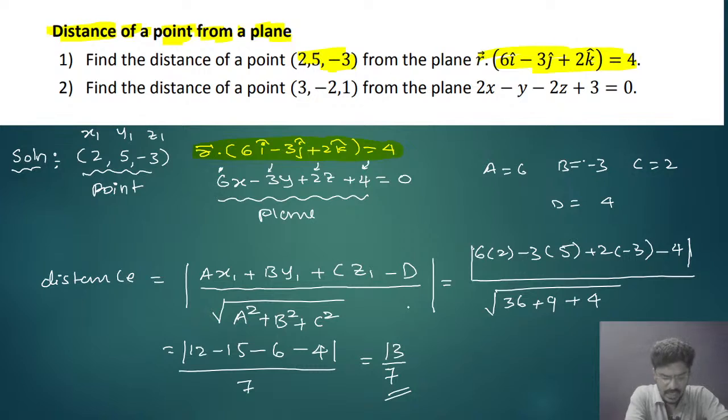How many of you understood that the answer is 13 by 7? If some of you are still confused about the D value, please tell me. I will explain it. If all of you have got the solution and are clear, then give me a thumbs up so that I can understand that all of you have understood the problem. Please reply with this.